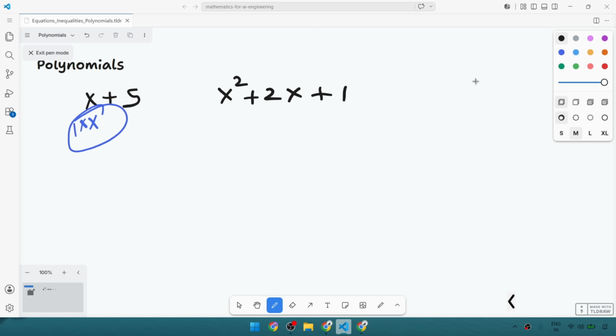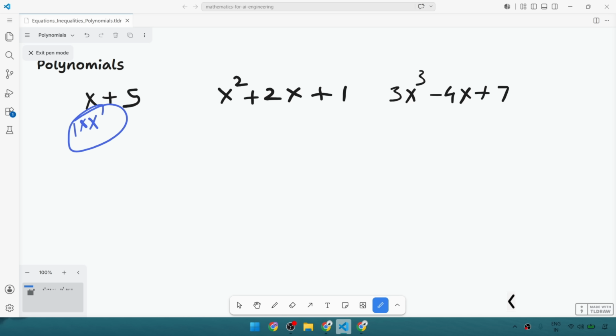Similarly, we can have one more example which can be 3x to the power 3 minus 4x plus 7. And you need not get confused, right? These are all algebraic expressions and they are having one or many terms. It is having 2 terms. It is having 3 terms. This one is also having 3 terms. And it can have more terms or fewer terms, right?